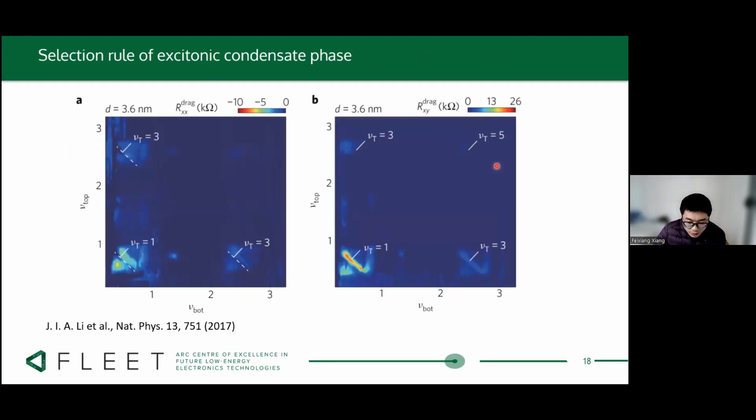But the exciton condensate phase in this case exhibits some selection rule. The condensate phase is not only observed in the quantum Hall state with total filling factor 1, but also in the electron quadrature. The condensate phase is also observed at total filling factors like 3 and also 5 here, but not at total filling like 2 or 4.